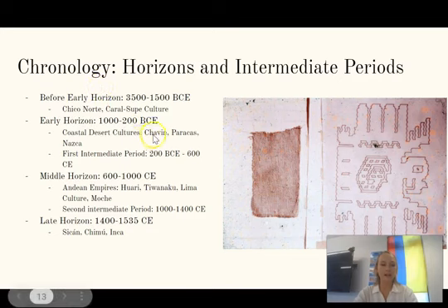The early horizon is estimated to be between about 1000 to 200 BCE. Again, that's before Common Era, with year 0 still being the birth of Christ, but we just use more straightforward terms. So BCE, before the Common Era. We have coastal desert cultures, including Chavin, Paracas, and Nazca.